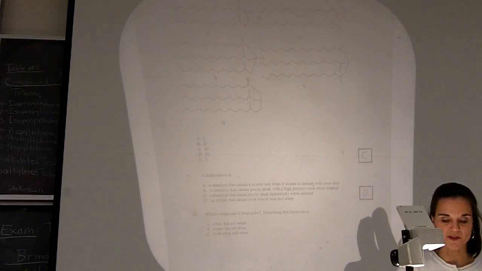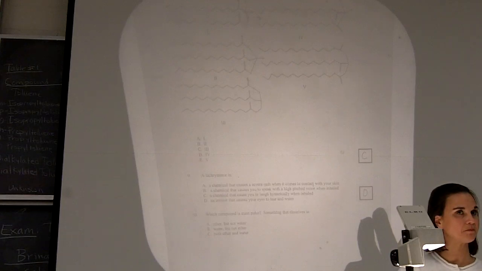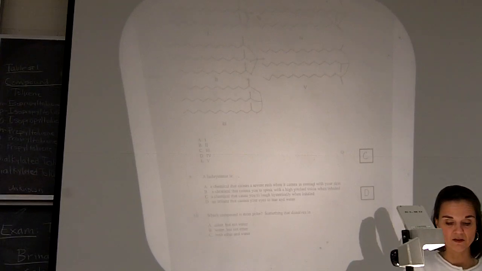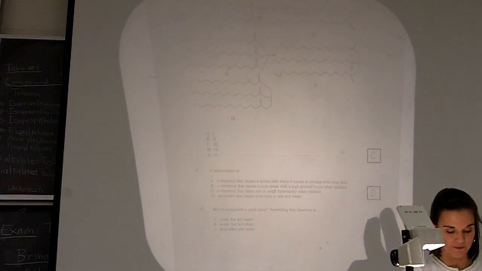Which compound is most polar? Something that dissolves in ether but not water, water but not ether, both ether and water. B, right? Something that is most polar will not dissolve in ether, but will dissolve in water.